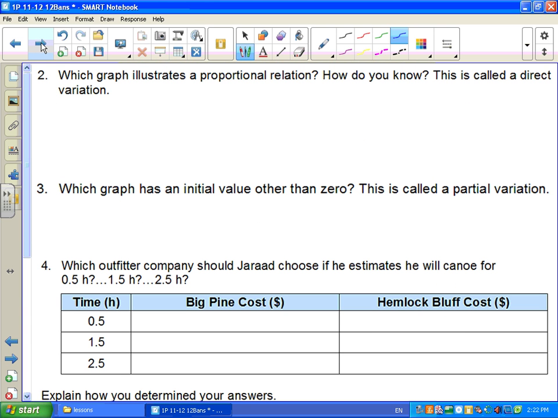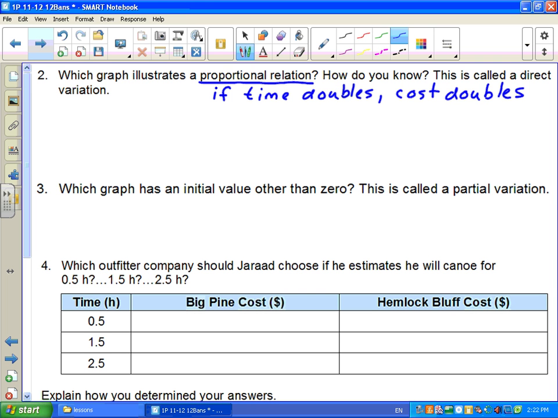Here we're asked, which graph illustrates a proportional relation? How do you know? Well, what is a proportional relationship? When we worked with proportions earlier in the course, we said that a proportional relationship was something where if one thing doubles, the other thing doubles. If one thing triples, the other thing triples. So what we're looking for is the one where if, let's say, time doubles, the cost doubles.